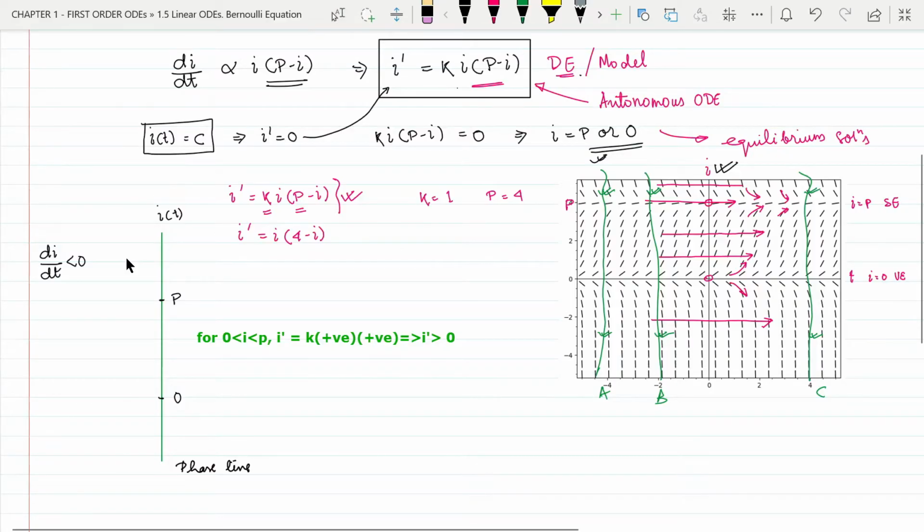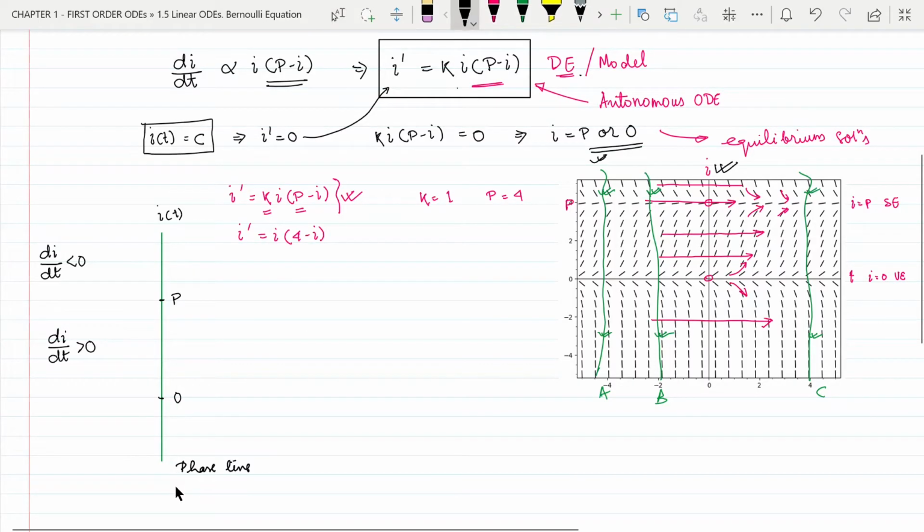For this middle section, di by dt is positive, because for this middle section the I values are between 0 and P, which is positive because it is greater than 0. So this I is positive. P minus I will be positive because I values are between 0 and P. So this whole term is positive. That means I dash or di by dt is positive.